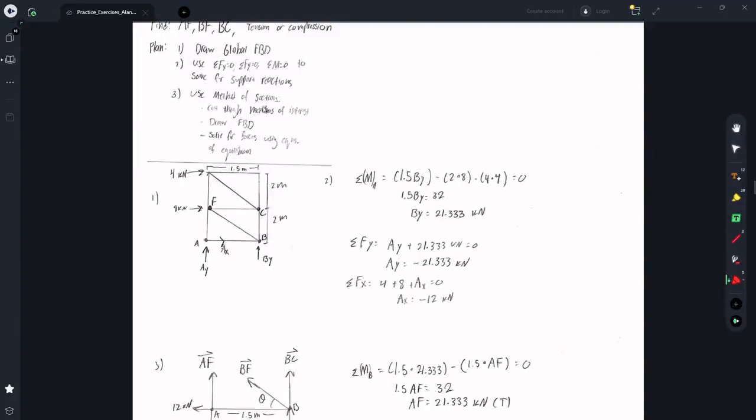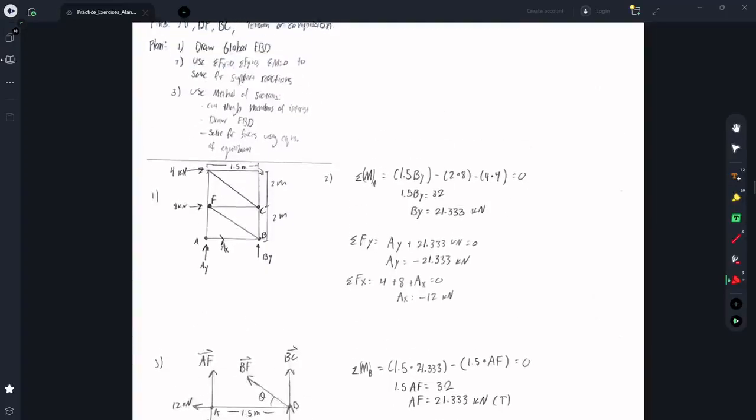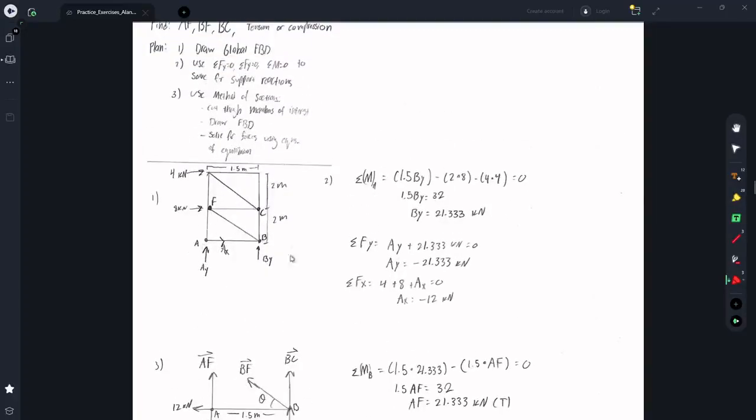Next, we're going to use the method of sections and cut this truss in half, basically, draw a free body diagram, and solve for the three forces that we want, which just so happen to be right here. So we're going to cut through like that. Anyway, I'm getting ahead of myself. First, we need to analyze the global equilibrium.